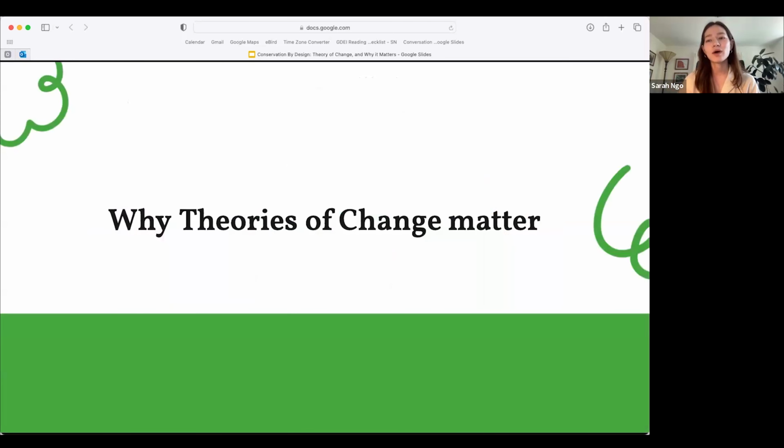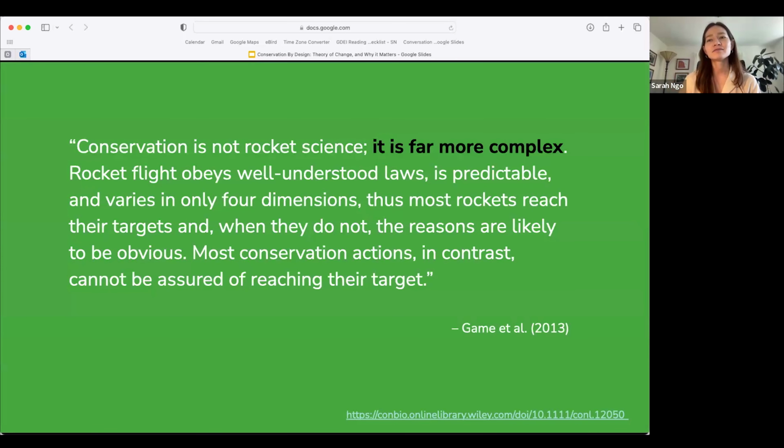So I wanted to talk a little bit about why theories of change matter. And I really love this quote, which is from a paper that Eddie Game, our very own Eddie Game of the Asia Pacific region, helped co-author in 2013. There's a link to it here if you want to read more, but it says: conservation is not rocket science. It is far more complex. Rocket flight obeys well understood laws, is predictable, and varies in only 4 dimensions. Thus, most rockets reach their targets, and when they do not, the reasons are likely to be obvious. Most conservation actions, in contrast, cannot be assured of reaching their target.